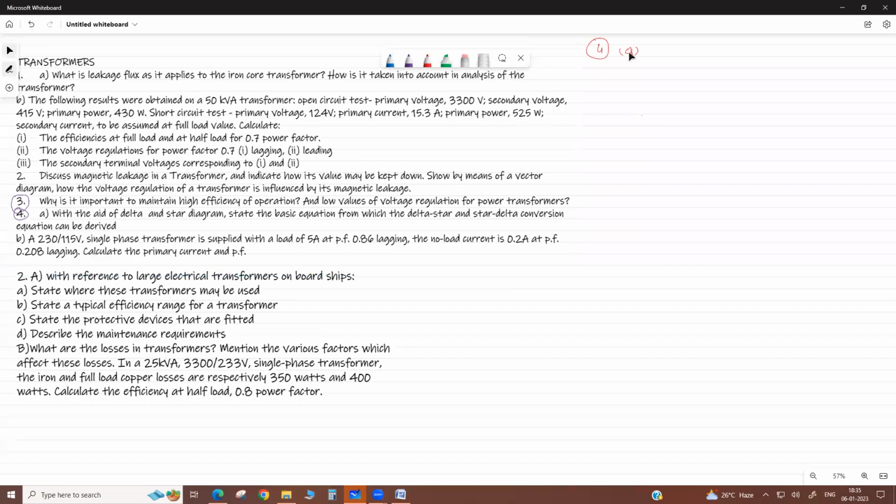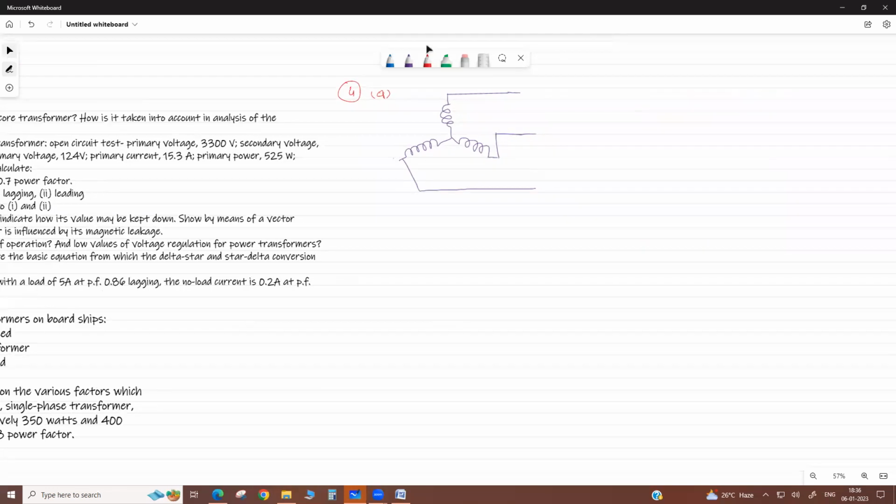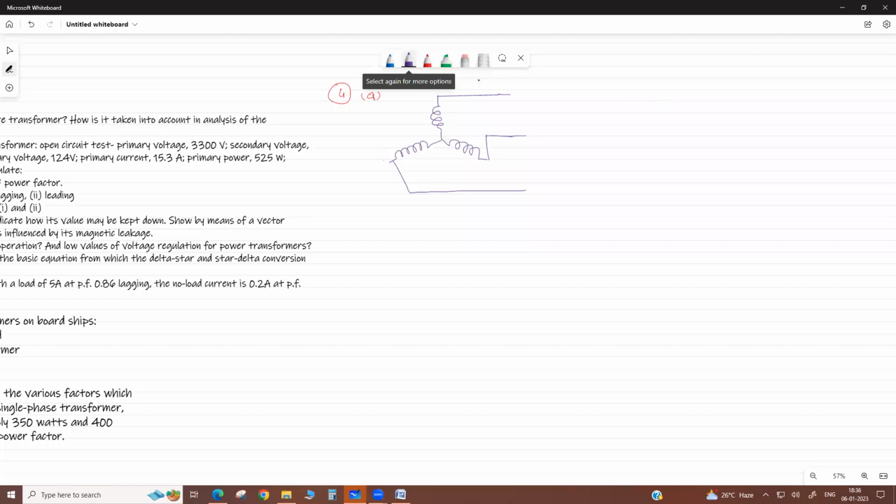Fourth one, here actually, you know, in star, balanced star, perfect. This is the star connection, okay. There is a delta, this is star. So here it is a delta connection.